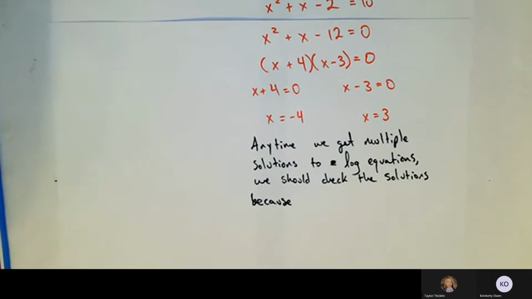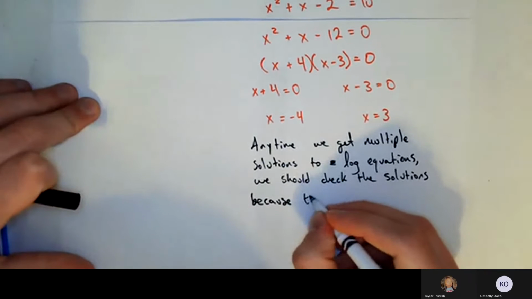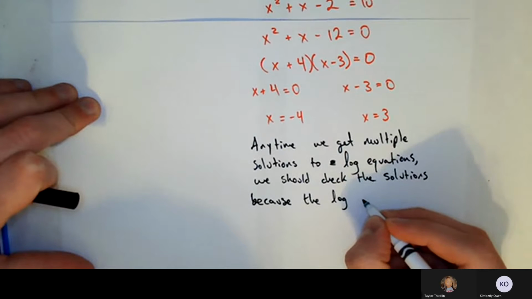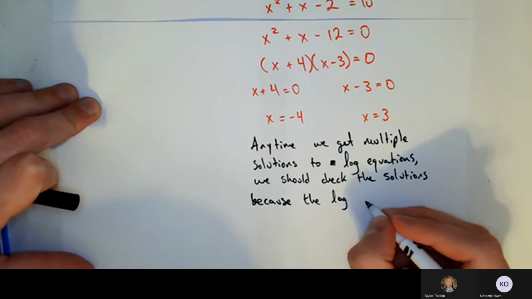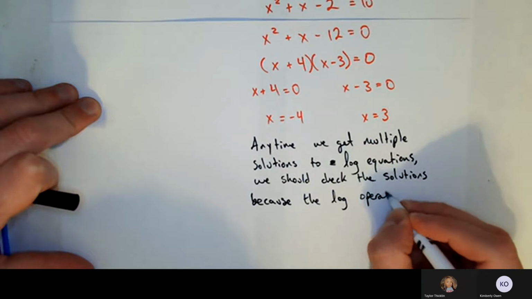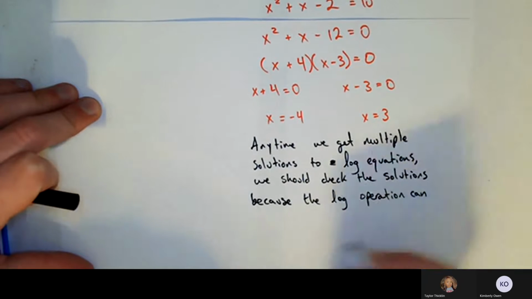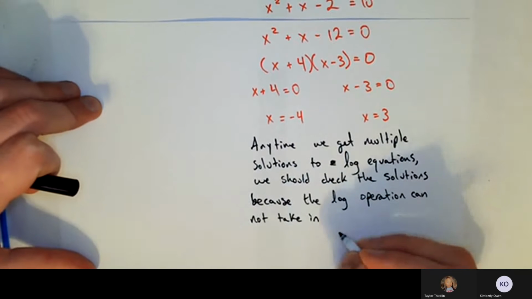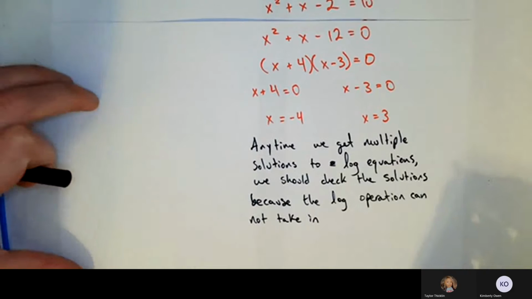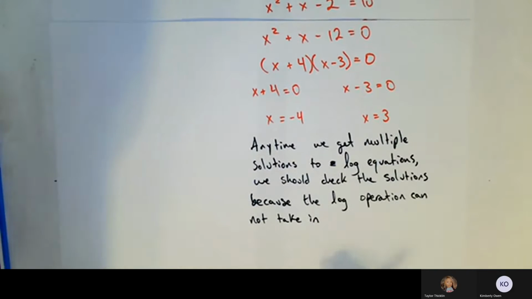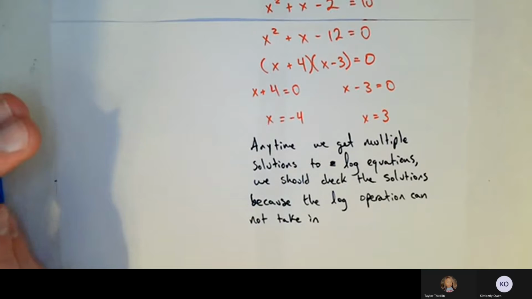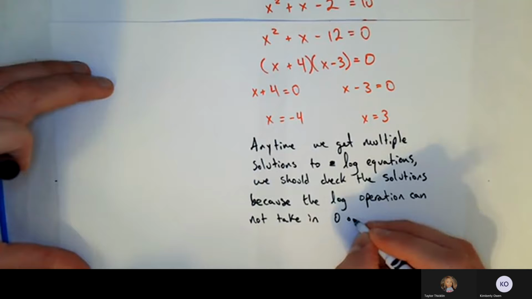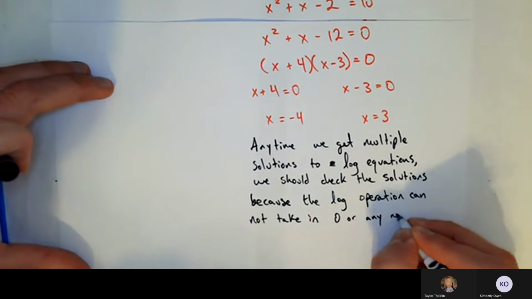Because the log operation cannot take in, what was the domain of logs? It can't be 0. It can be right up to 0 and higher, but nothing below 0 or including 0. It cannot take in 0 or any negatives.